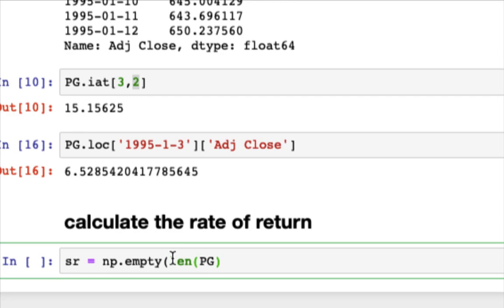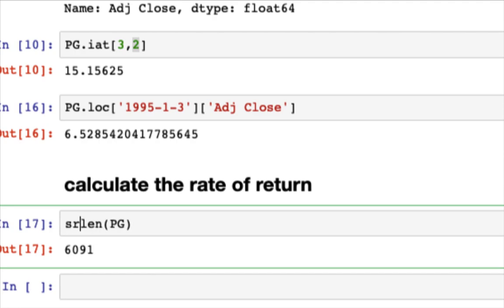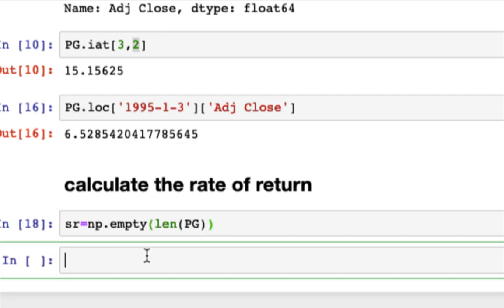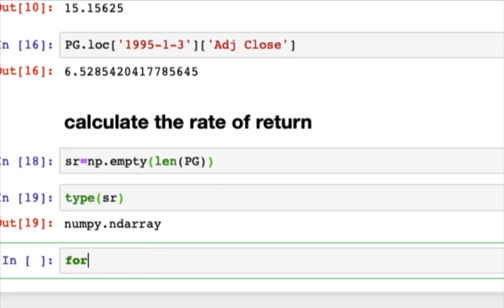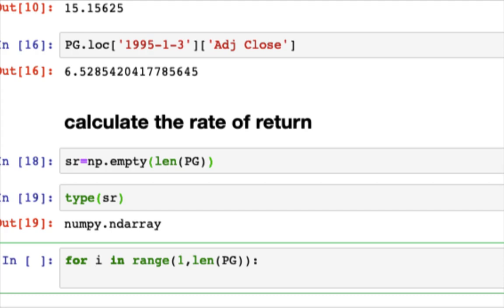Let me first check what len of PG returns. Okay, so SR equal numpy empty creates an empty array of that length. Okay, fine. Now SR is an empty array in numpy, currently empty. Okay, now for i in range, I will iterate from 1 up to the length of PG.